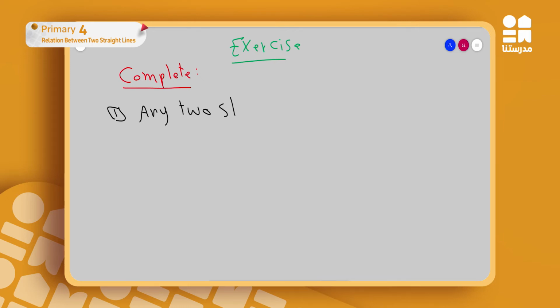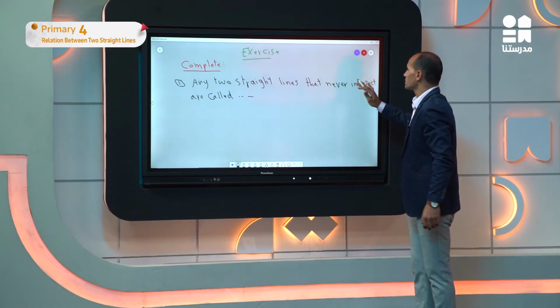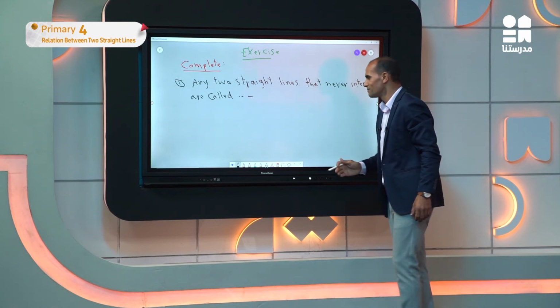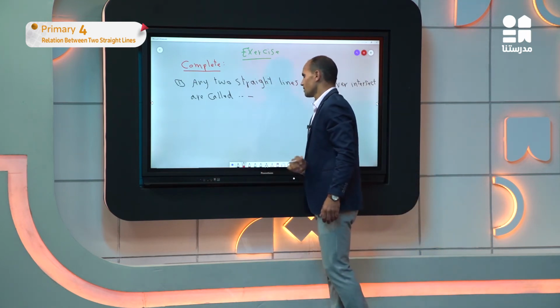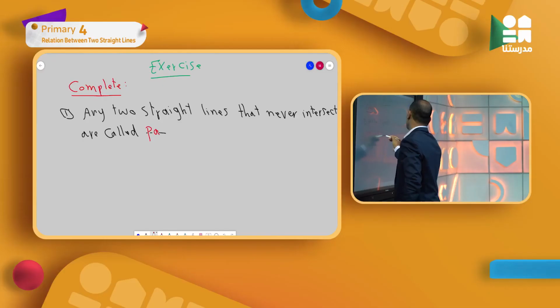Any two straight lines that never intersect are called what? Perfect. Parallel lines. Great. Parallel.